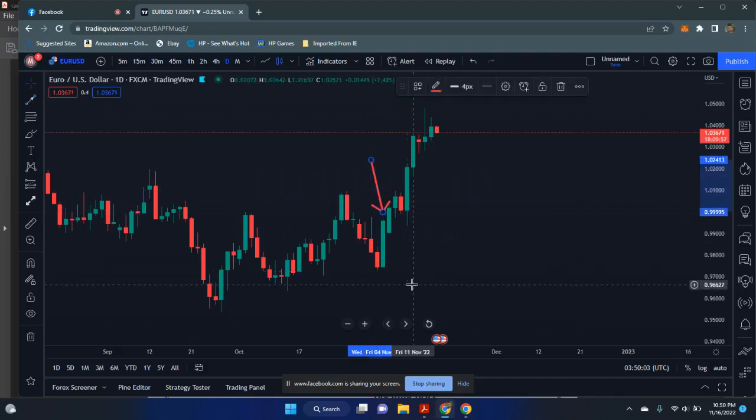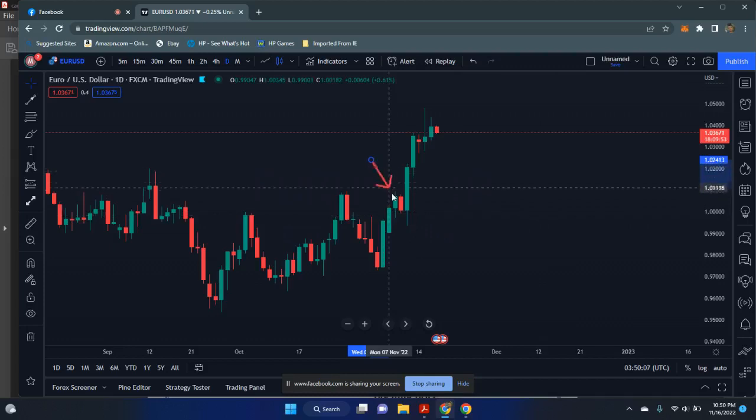Okay, this is a bullish engulfing because it's going up. That's it, bullish. The bulls go up and the bears go down. This is a bullish engulfing candle, and it engulfs this previous candle, and it also engulfs this previous candle as well. But this is the previous candle that they're talking about.